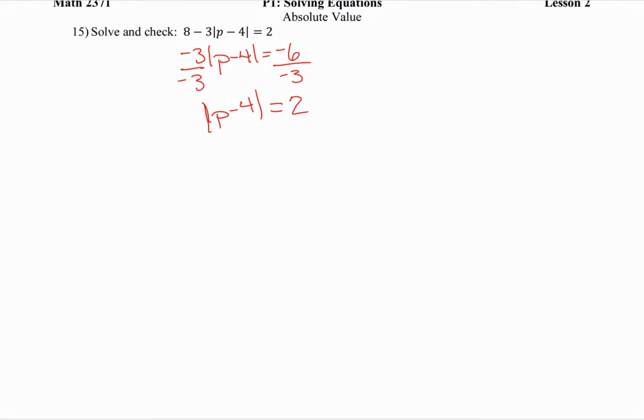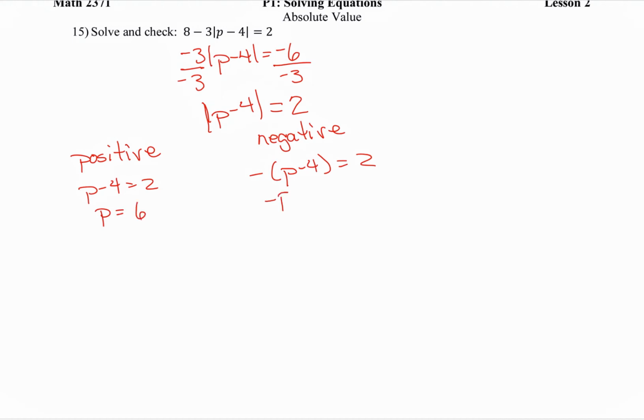So I actually do have a legitimate absolute value problem. So now I'm going to break it into my positive equation, which is p minus 4 equals 2, and my negative equation, which is negative parentheses p minus 4 equals 2. So p equals 6, and negative p plus 4 equals 2, so negative p equals negative 2, so p equals 2.